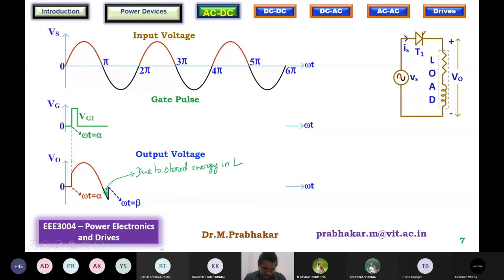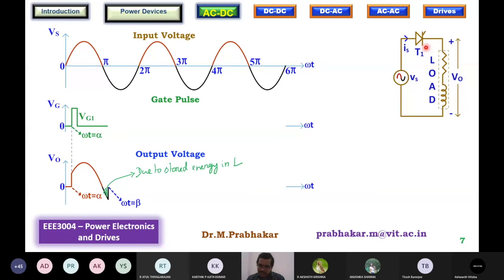See, the understanding is that at omega t equal to pi, supply voltage is zero, and after omega t equal to pi, supply voltage reverses its polarity. Now, from the circuit viewpoint, because the voltage has come down to zero, the current is also expected to come down to zero. When current comes down to zero, the SCR should turn off. This is the expectation, the anticipation.